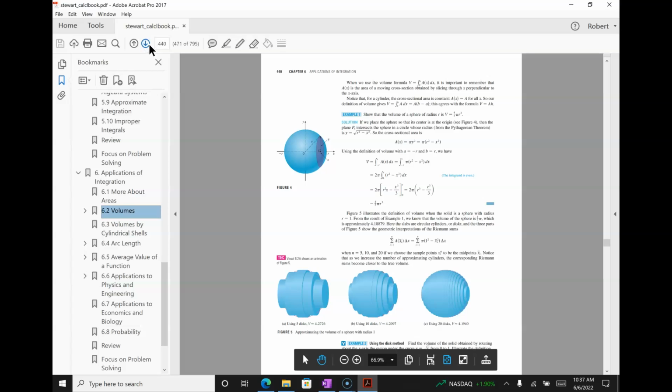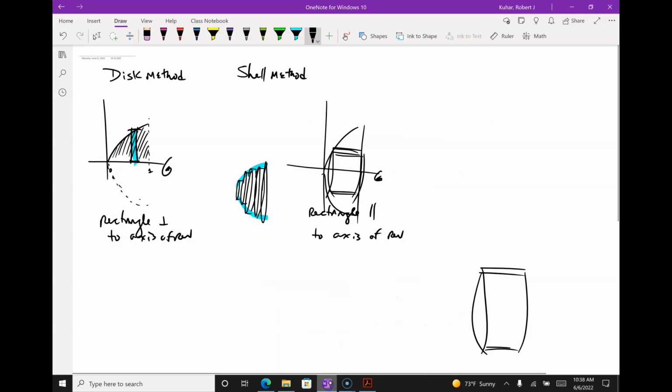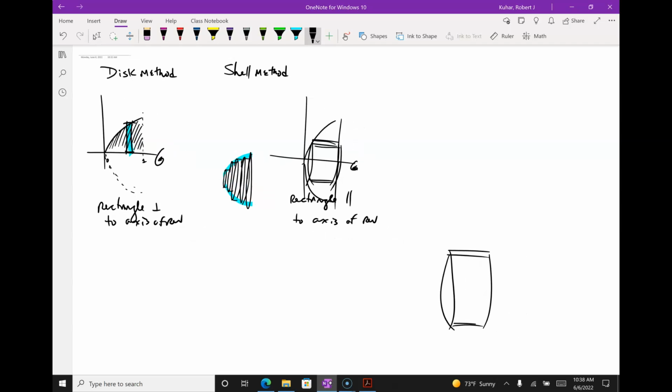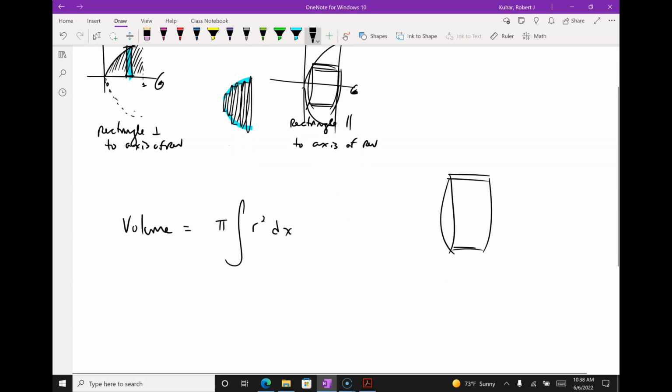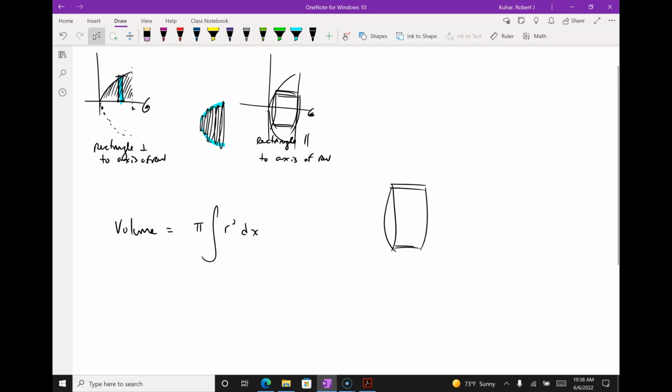We're going to get a volume from that coin. So think about it: the height of the rectangle is the radius of my coin. So the volume I'm going to get from the disk method is going to come from pi r squared. Pretty simple in this case. So pi r squared, this is disk.